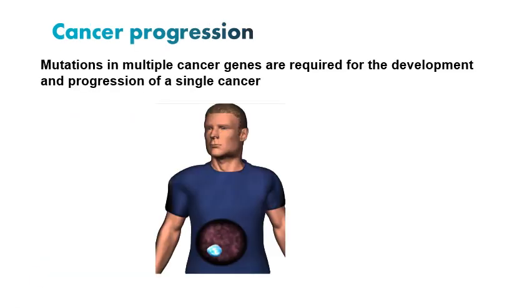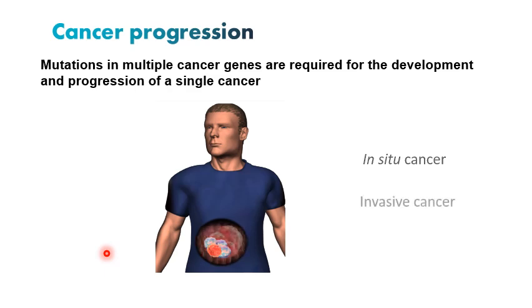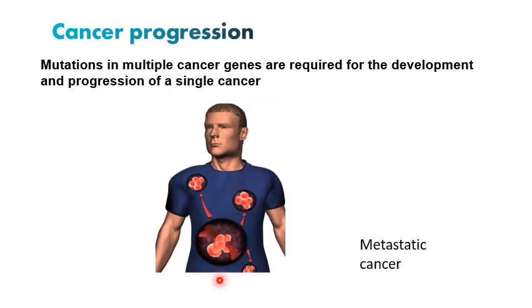If you can see here, mutations in multiple cancer genes are required for the development and progression of a single cancer. For example, you will start with the benign tumor. The benign tumor, as you can notice, will be an in situ cancer, so it will be localized in one position. After that, the invasive cancer will appear, where it will look for blood vessels, and finally the metastatic cancer will happen, where it will travel to other parts of the body or other tissue.